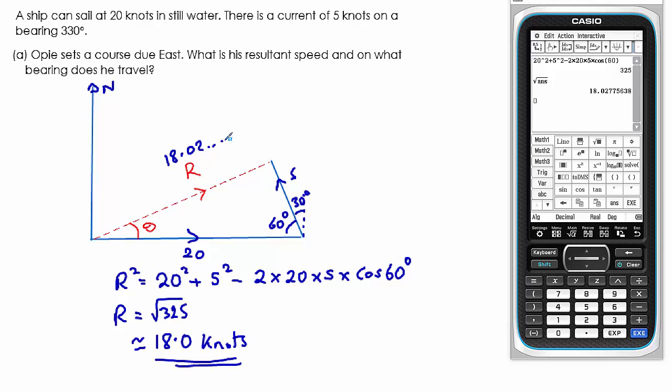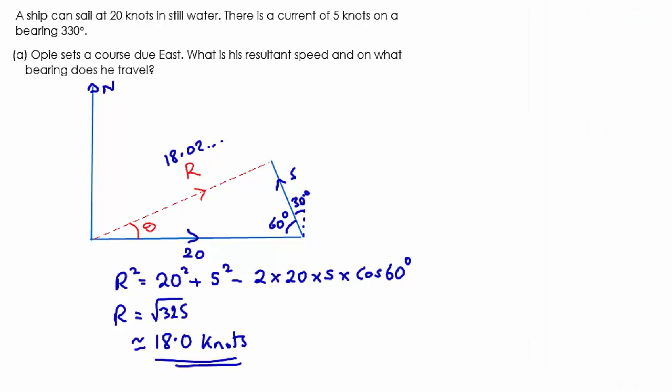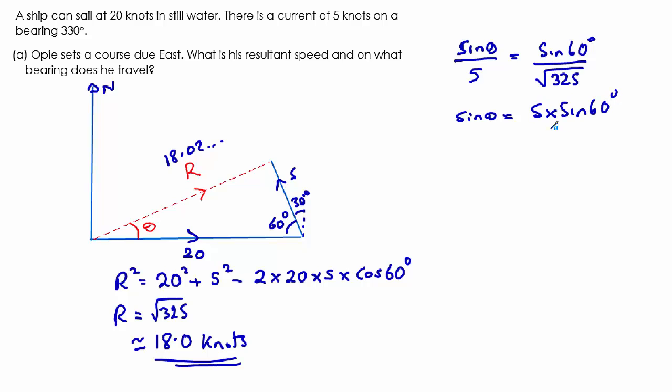And we want to find theta. Well, we can use the sine rule for that. So sine theta divided by 5, that's opposite the theta, would be equal to sine 60 divided by our previous answer, which we could do exactly as root 325. That would be the sensible thing. So sine theta is going to be 5 times sine 60 over root 325. So we can find theta.